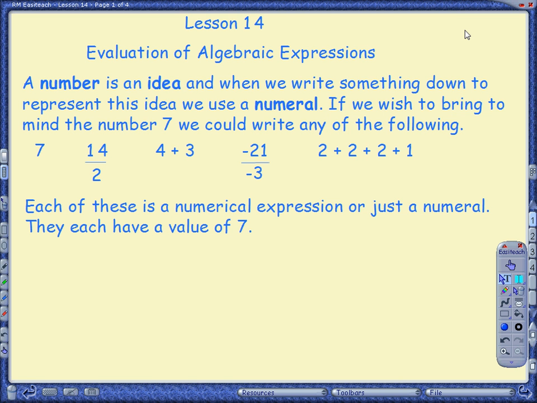Lesson 14 is about the evaluation of algebraic expressions. A number is an idea, and when we write something down to represent this idea, we use a numeral. If we wish to bring to mind the number 7, we could write any of the following: 7, 14 divided by 2, 4 plus 3, negative 21 divided by negative 3, or 2 plus 2 plus 2 plus 1. Each of these is a numerical expression or just a numeral. They each have a value of 7.